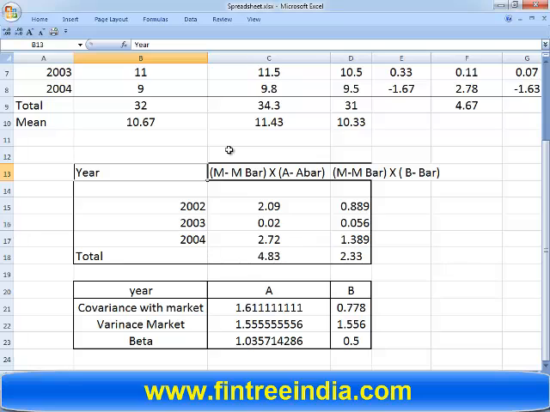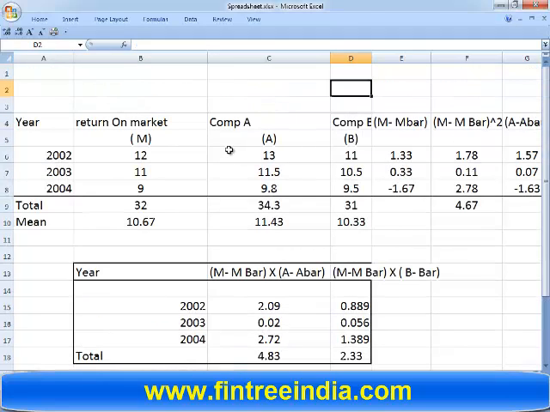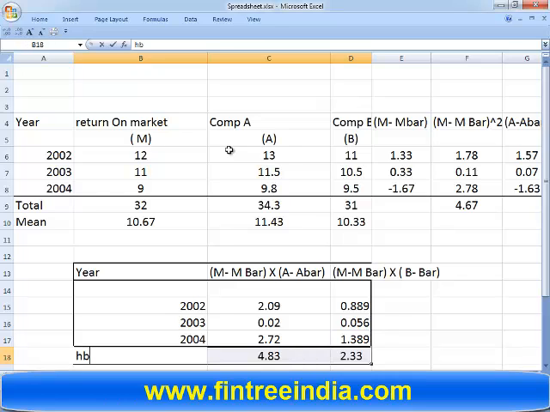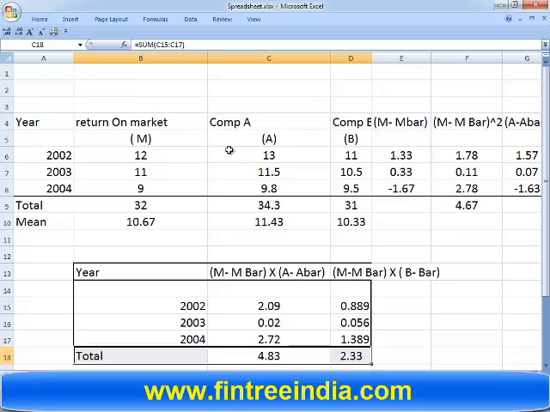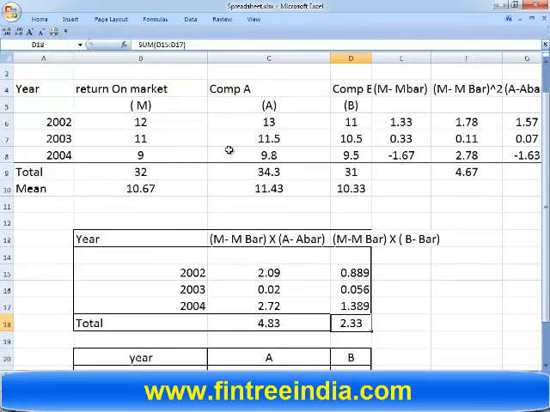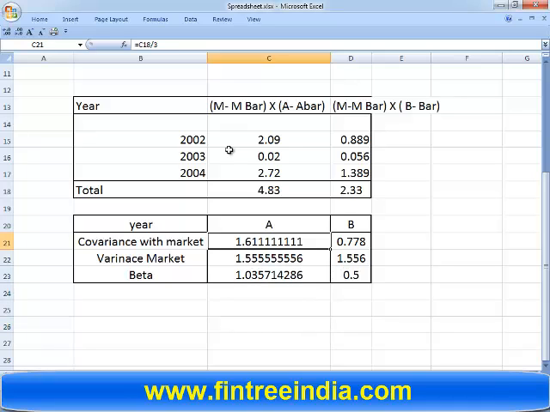How did we get covariance? Covariance is calculated as summation of x minus x bar, y minus y bar divided by n. So this is where we calculated m minus m bar, a minus a bar. This is the total here in this column. So it is simply this 4.83 divided by 3. X minus x bar, y minus y bar divided by 3. And this is calculated as 2.33 divided by 3.